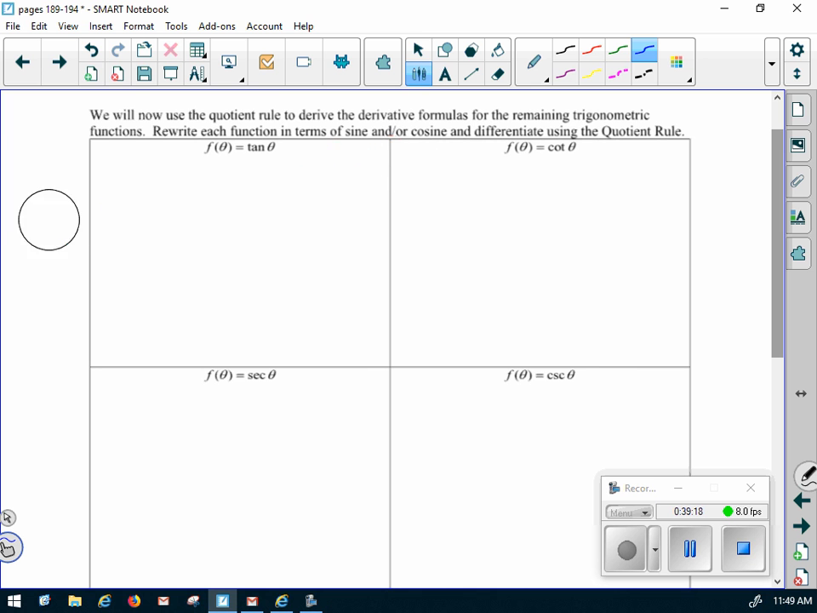Cotangent. Now, before we start cotangent, derivative of sine theta is cosine theta. Derivative of cosine theta is minus sine theta. The derivative of tangent theta is secant squared theta. What do you think the derivative of cotangent theta might be? Write it as a fraction. What's cotangent? Cosine over sine.